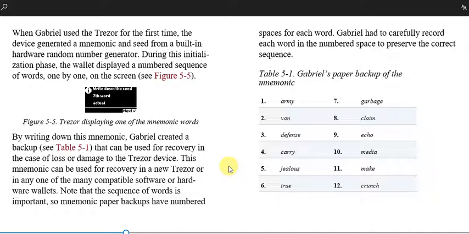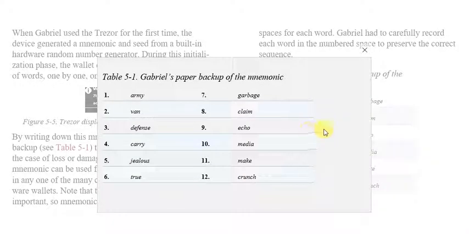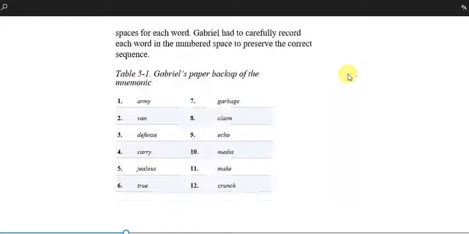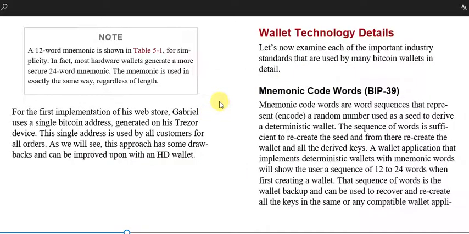1. Army. 2. Van. 3. Defense. 4. Carry. 5. Jealous. 6. True. 7. Garbage. 8. Claim. 9. Echo. 10. Media. 11. Make. 12. Crunch. Note: a 12-word mnemonic is shown in Table 5-1, for simplicity.